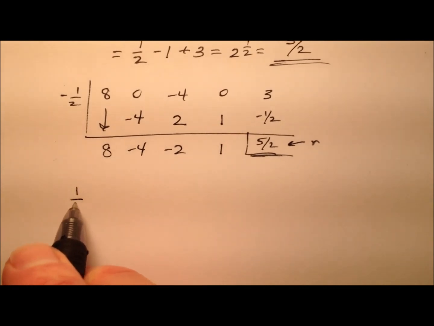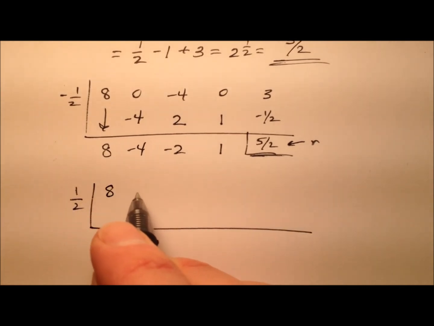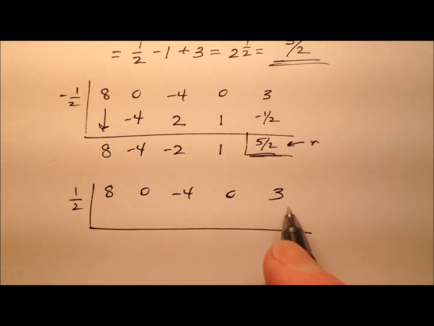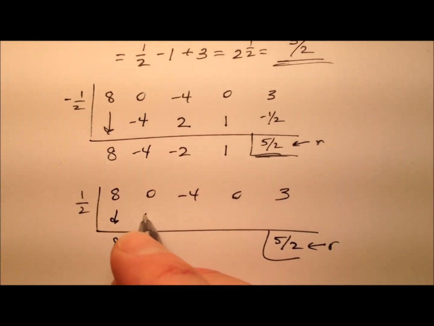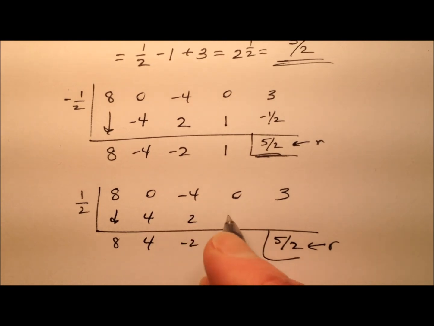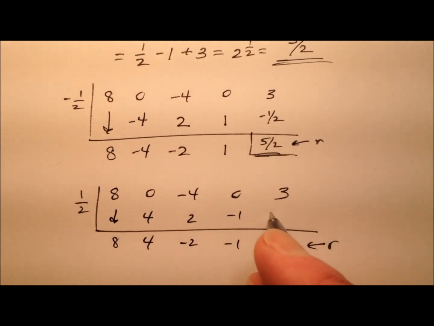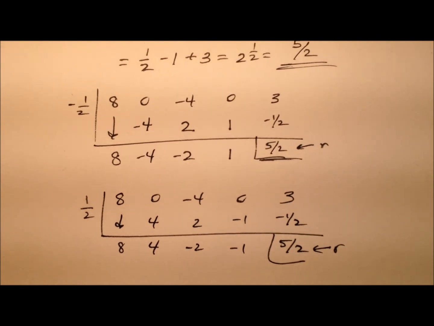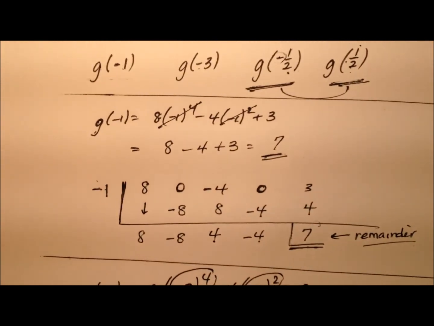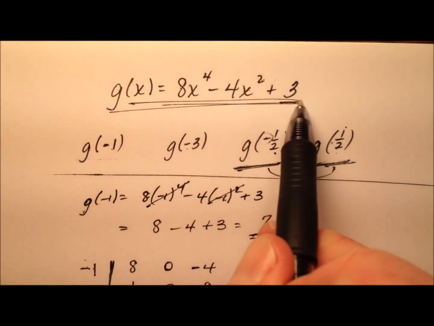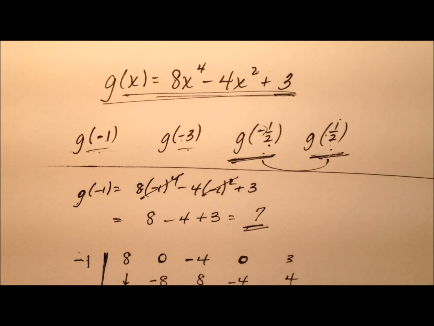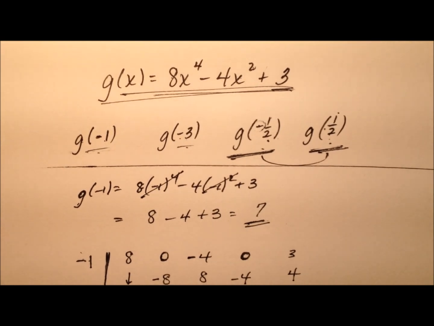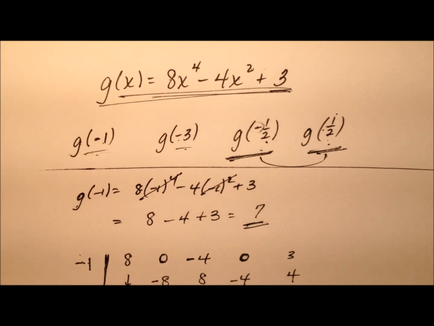And when I worked in synthetic division then, I can notice that as well. So let's just do the synthetic division with positive 1/2. So 8, 0, negative 4, 0, and 3. And here's my remainder, which we're anticipating once again of 5/2. So let's go ahead and bring that down. That makes 4 and 2 and negative 1. And negative 1/2 does give me the 5/2. So there's that example. Given the function g of x as this polynomial, and then evaluating that polynomial function at 4 different x values, the remainder then, when I use synthetic division, will be the same as that evaluation.